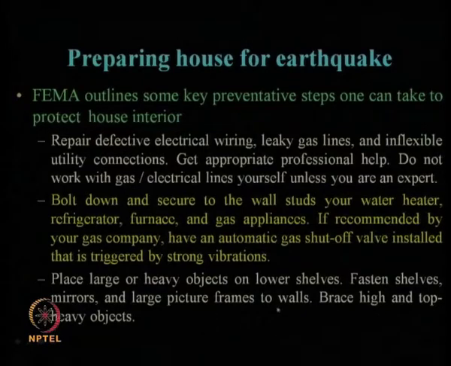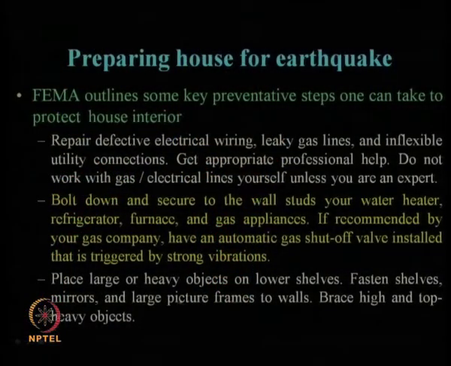If recommended by your gas company, have an automatic gas shut off valve instead, that is triggered by strong vibrations. In large earthquake prone regions like California, they have automatic shut off valves installed in the gas pipeline which respond whenever they record a certain amount of vibration. So, beyond a certain level of vibrations, if the automatic shut off valve is connected to your gas line, it will get automatically disconnected, which will save from further damages during the earthquake process.